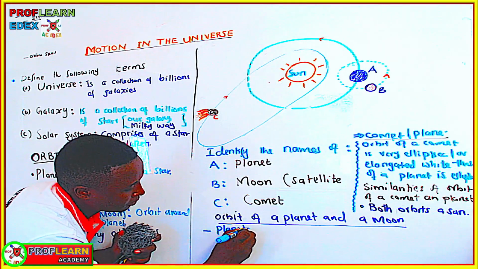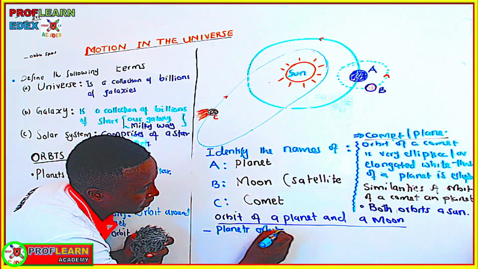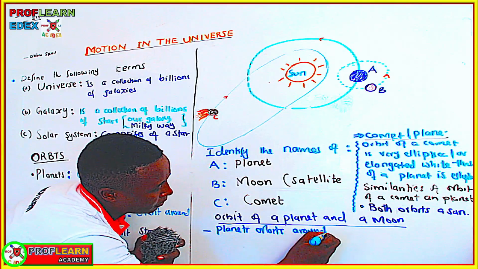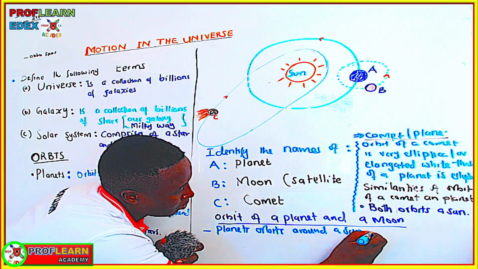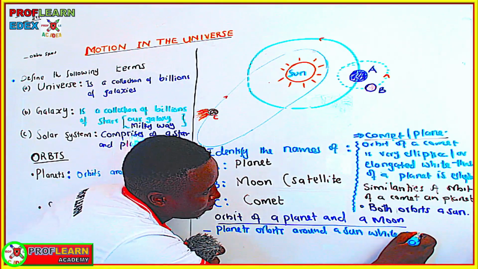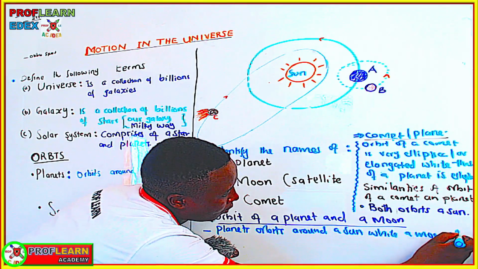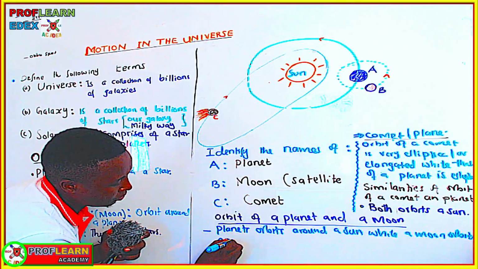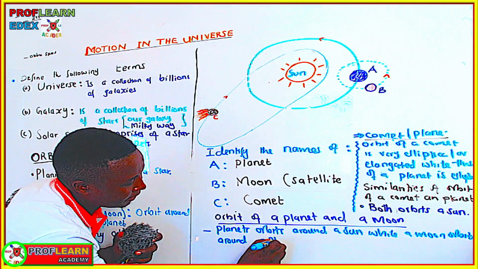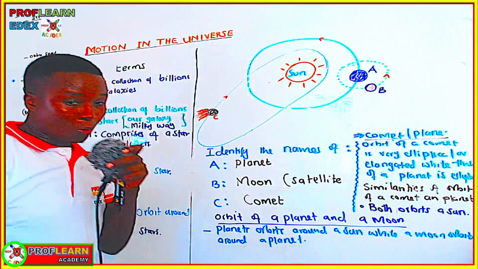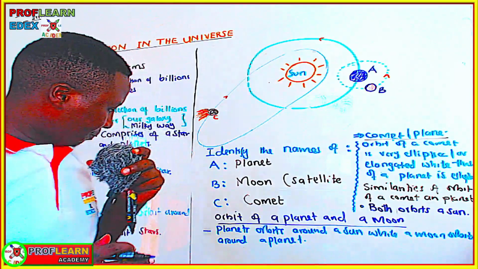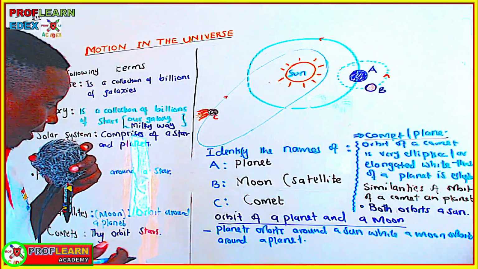Planets orbit around a sun, while a moon orbits around a planet. So that's one of the differences that you're going to give.